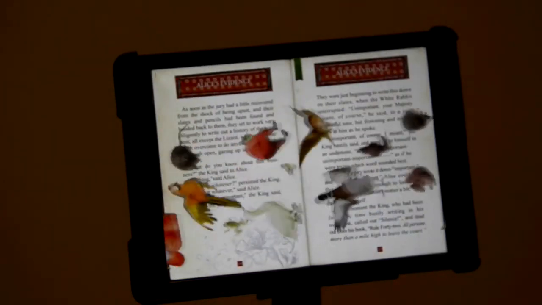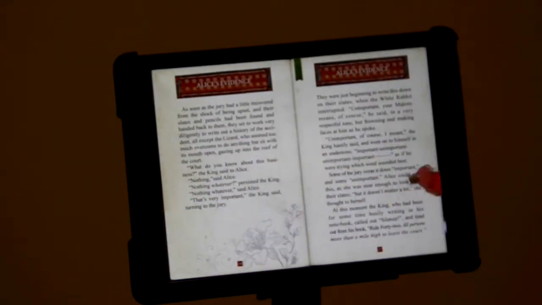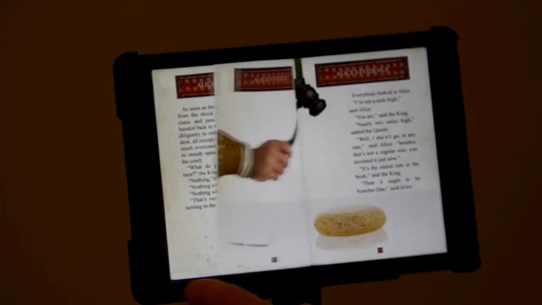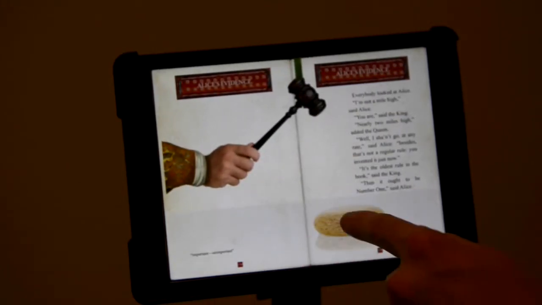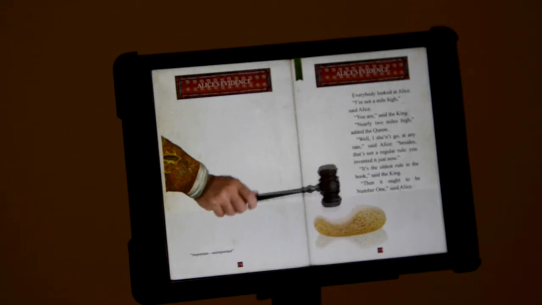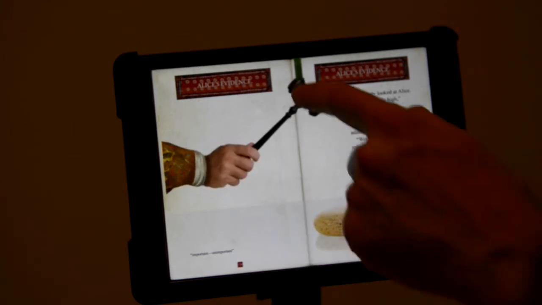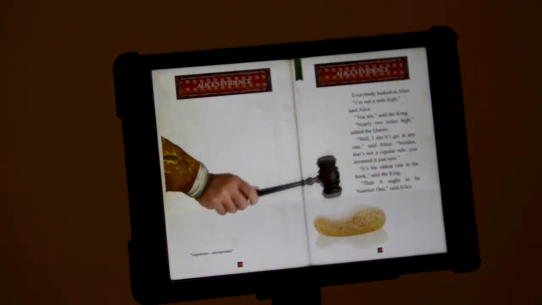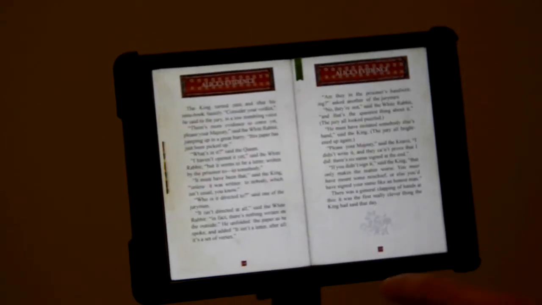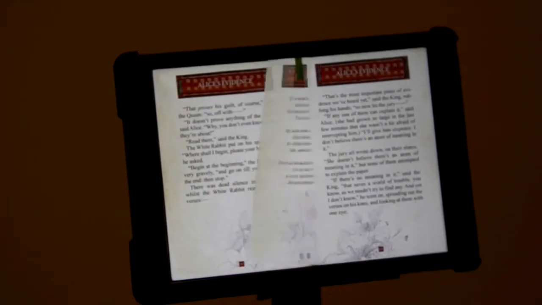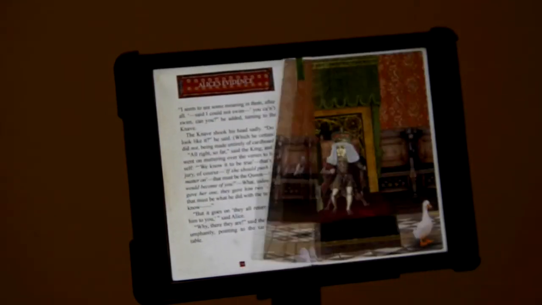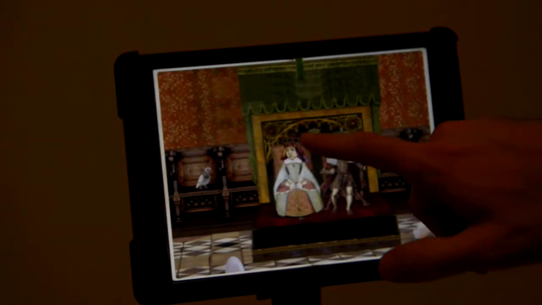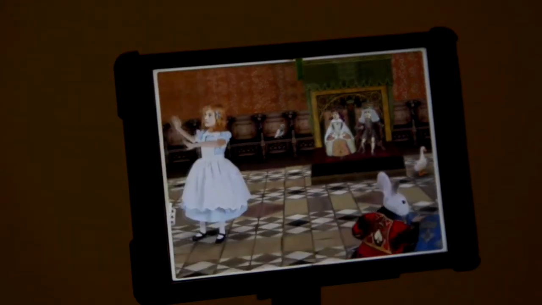Then the next page. Had a little recovered from the shock of being upset, and their slates. Look how beautiful the page flipping is. Everybody looked at Alice. I'm not a mile high. You're clicking on it. You are, said the king, and then it's doing it. Nearly 2 miles high. The king turned. This is the video. You don't need to do anything there.